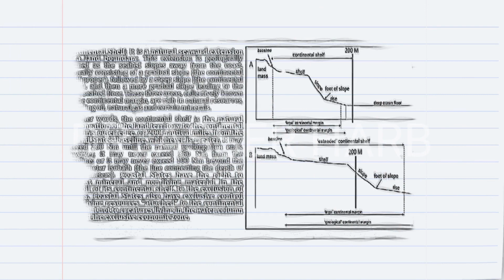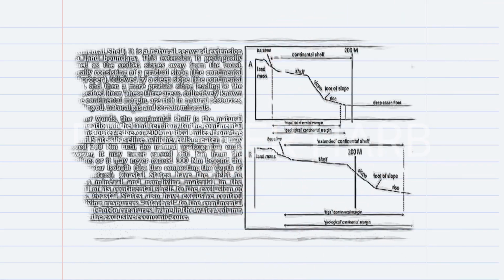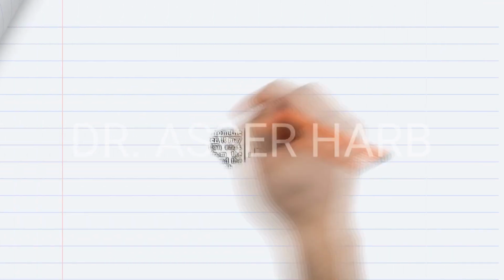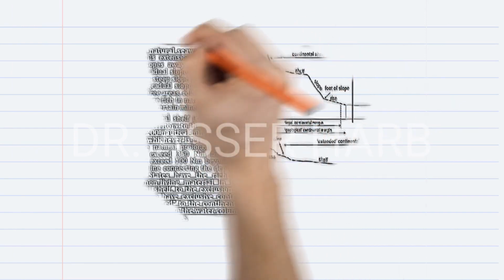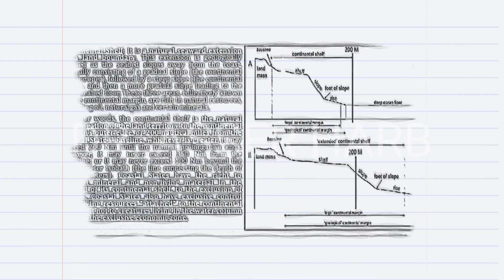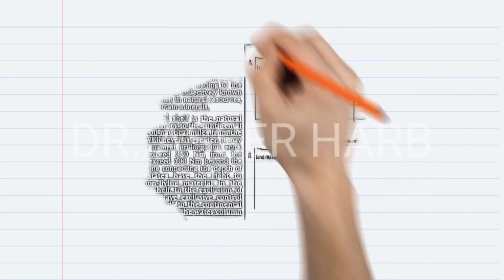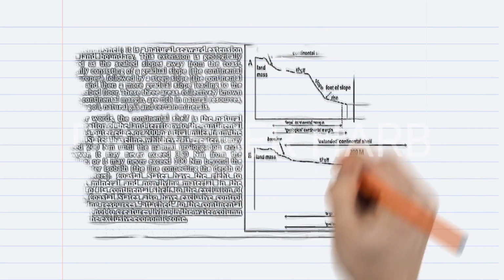It is a natural seaward extension of a land boundary. This extension is geologically formed as the seabed slopes away from the coast, typically consisting of a gradual slope, the continental shelf proper, followed by a steep slope, the continental slope, and then a more gradual slope leading to the deep seabed floor. These three areas, collectively known as the continental margin, are rich in natural resources, including oil, natural gas and certain minerals.